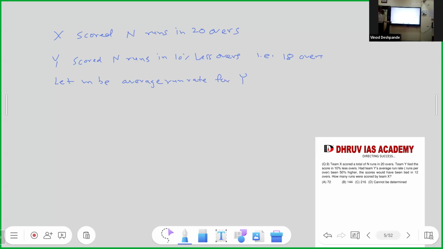For Y, the average means Y is scoring M runs per over in 18 overs. So Y will score 18M runs in 18 overs, which is again equal to N.